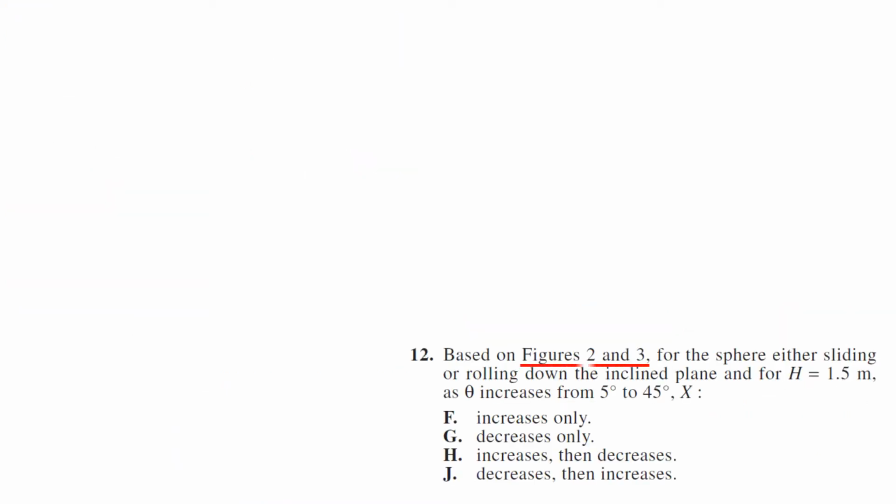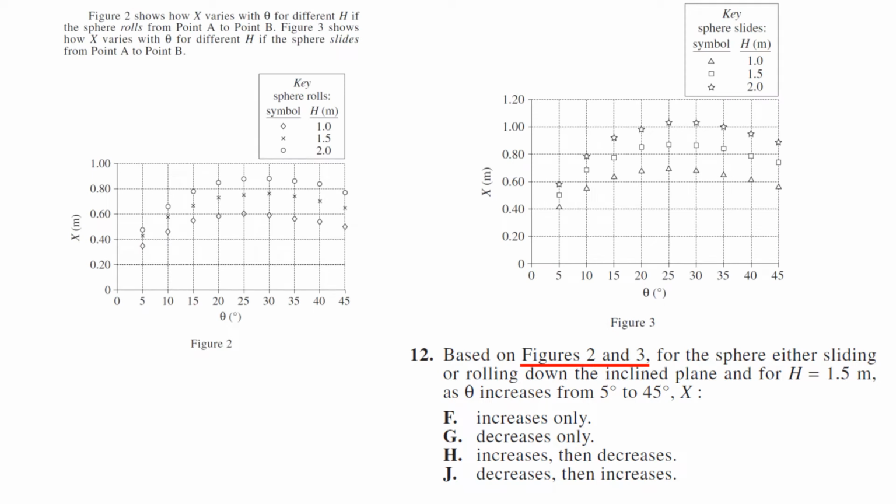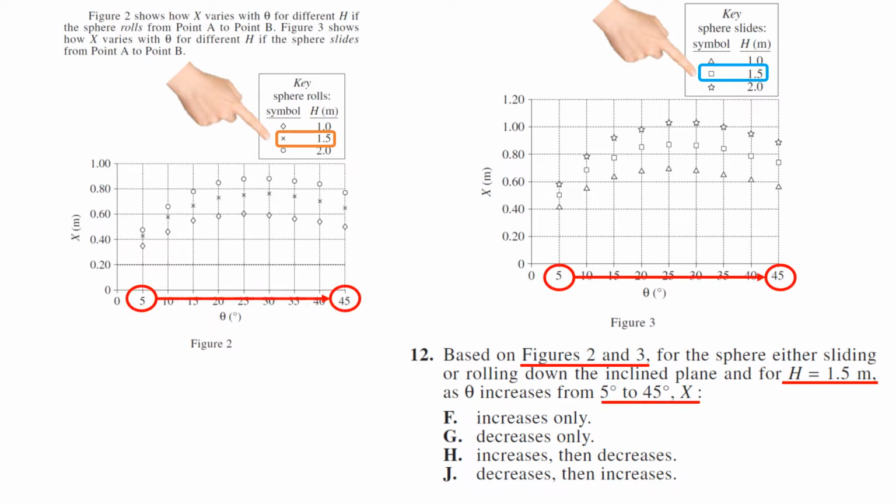Number 12, based on figures 2 and 3, so we're using both those for this sphere that's either sliding or rolling. It's an important part of this particular passage. One of them was a sliding sphere and one of them was a rolling sphere. And for an h of 1.5, so we're using the x in the rolling sphere and the square in the sliding sphere. And as theta increases from 5 to 45, x does what? So it's going to be the same in both. It increases and then decreases. So your answer is H.